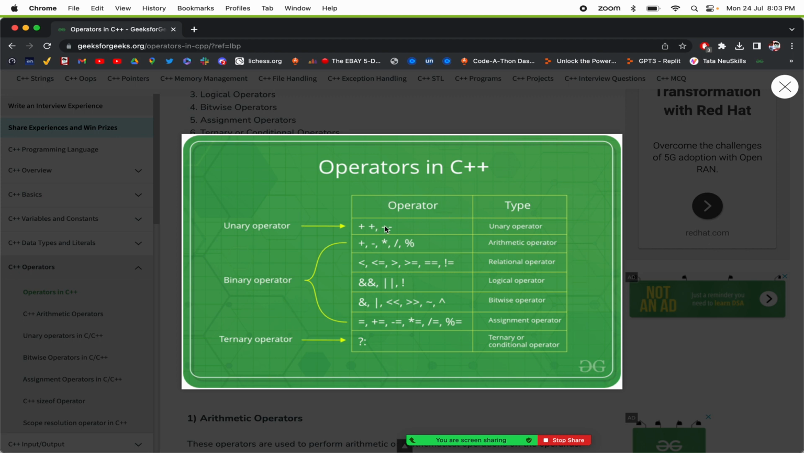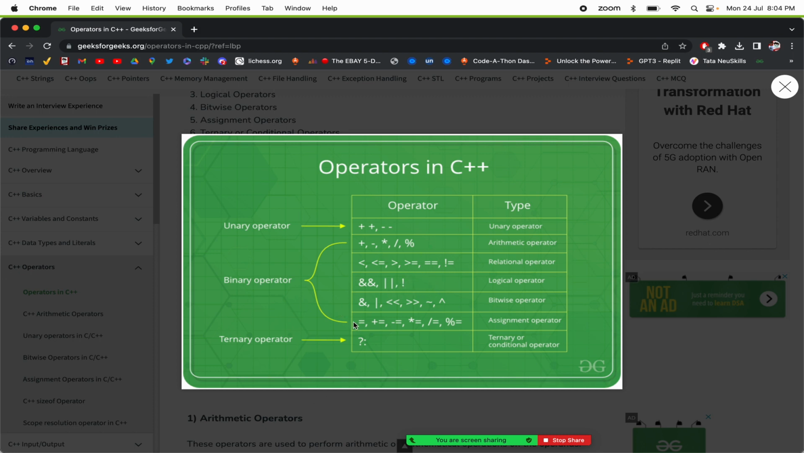So your plus plus and minus minus: when we give two plus symbols or two minus symbols together, like a++ and ++a, or a-- and --a, those are called unary operators. Then we have plus, minus, multiplication, division. All of these are arithmetic operators. Less than or equal to, greater than or equal to, double equals, not equals, those are relational operators. Double and, double or, double not, these are all logical operators.